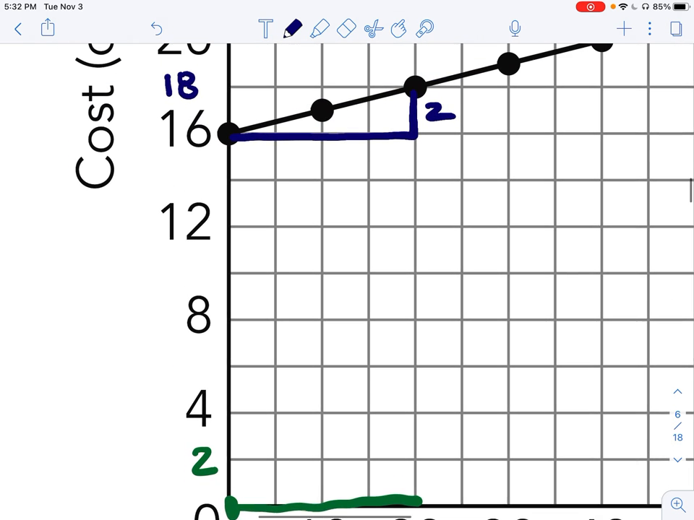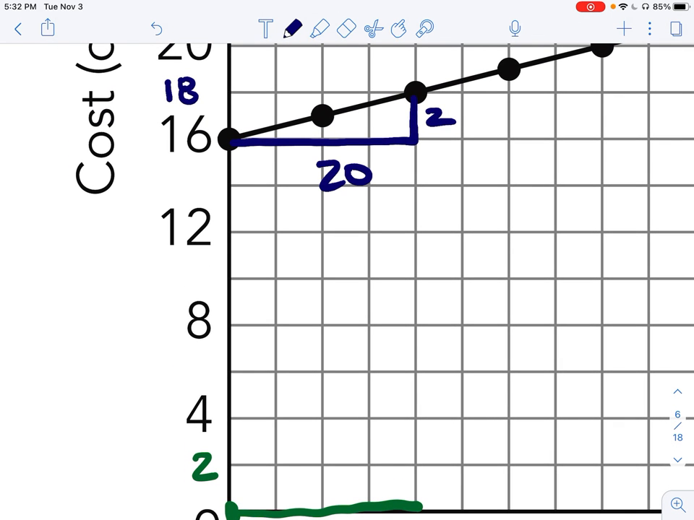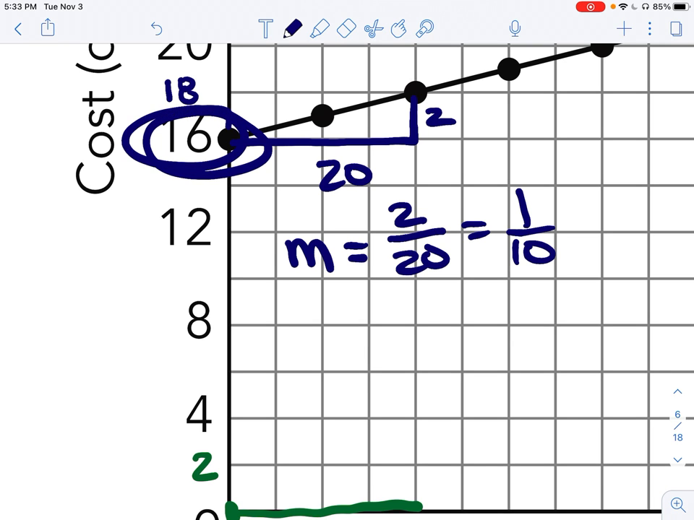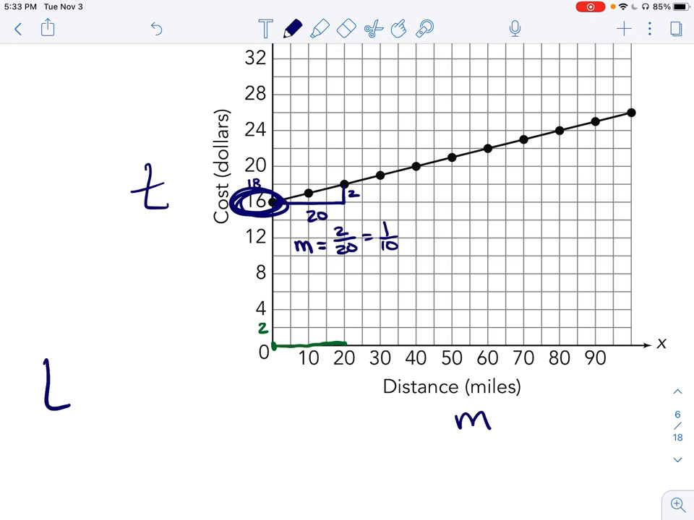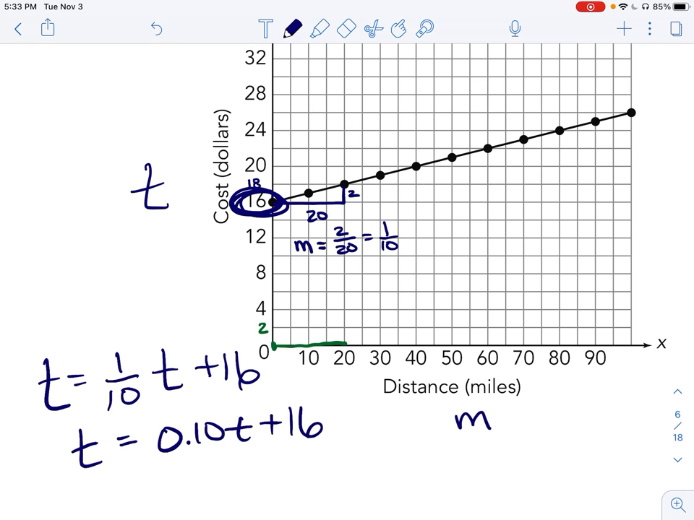And this down here went over by 20. So my slope on this is 2 over 20, which is 1 over 10. Where did it start? It started right there. So T equals either 1 over 10 T plus 16, or you could have written it as 0.10 T plus 16.